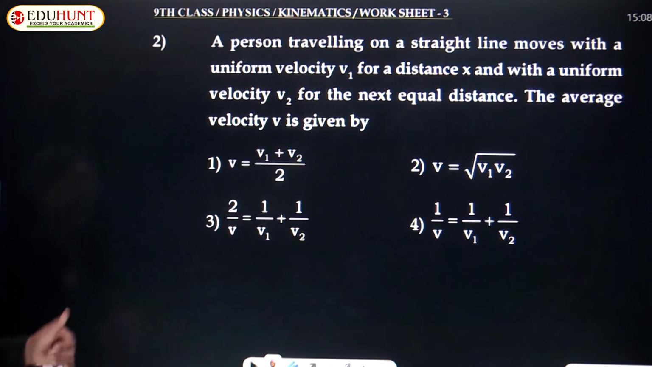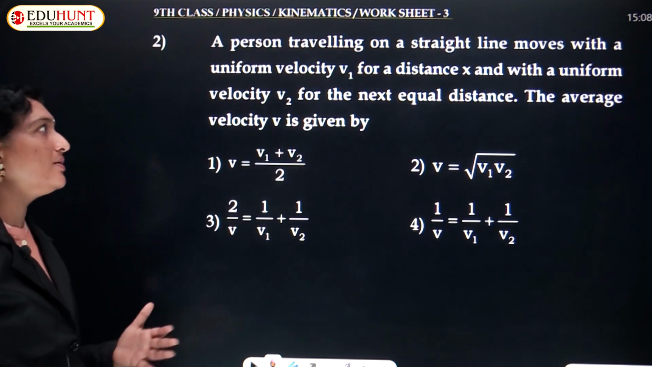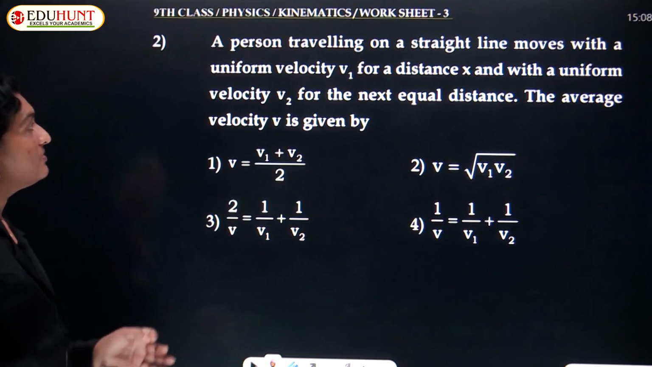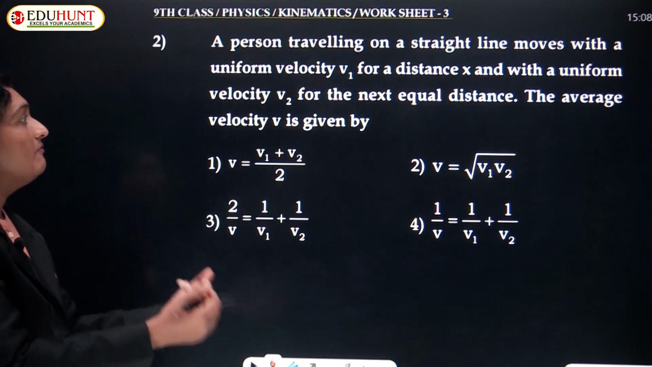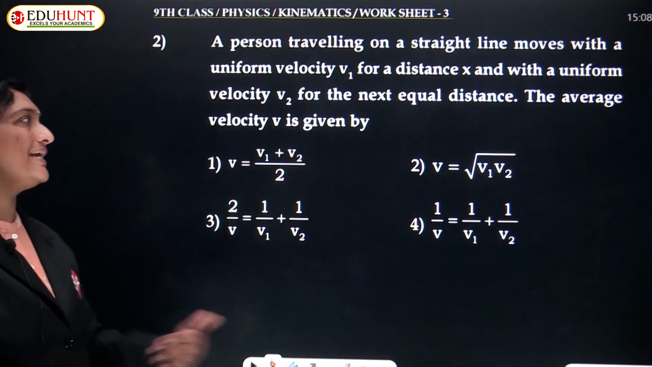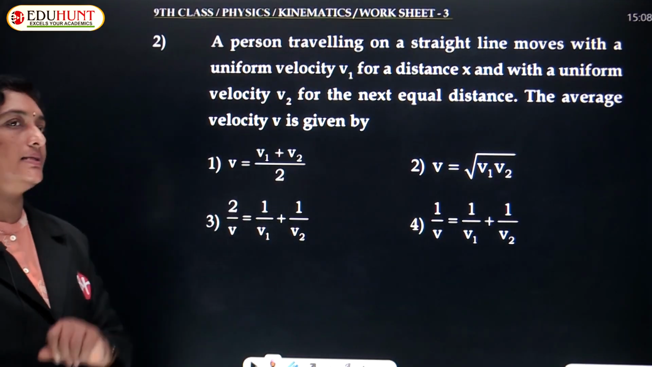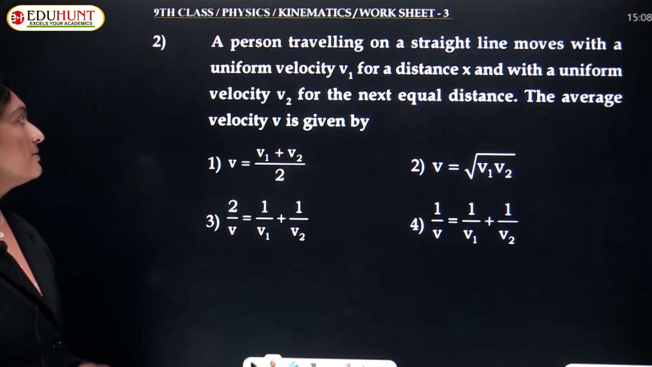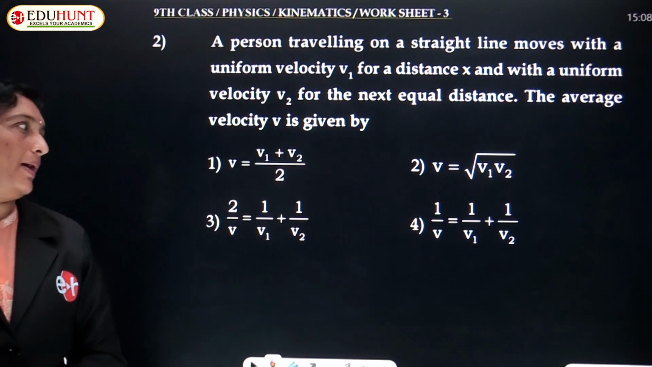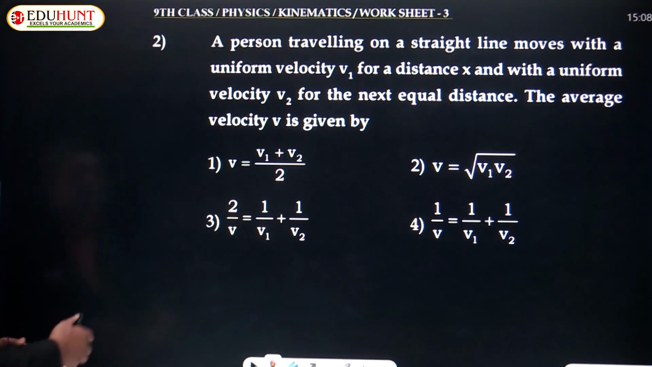Okay. Moving ahead with the second question. A person travelling on a straight line moves with a uniform velocity V1 for a distance x and with a uniform velocity V2 for the next equal distance. Here earlier it was equal time, now equal distance. The average velocity is given by. So, same as the previous problem.